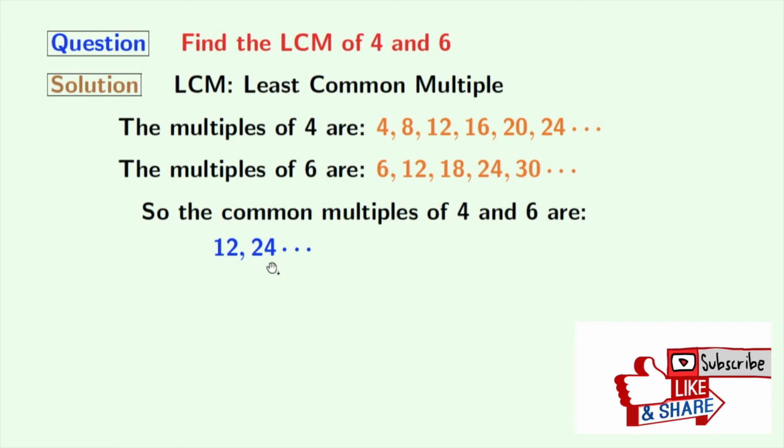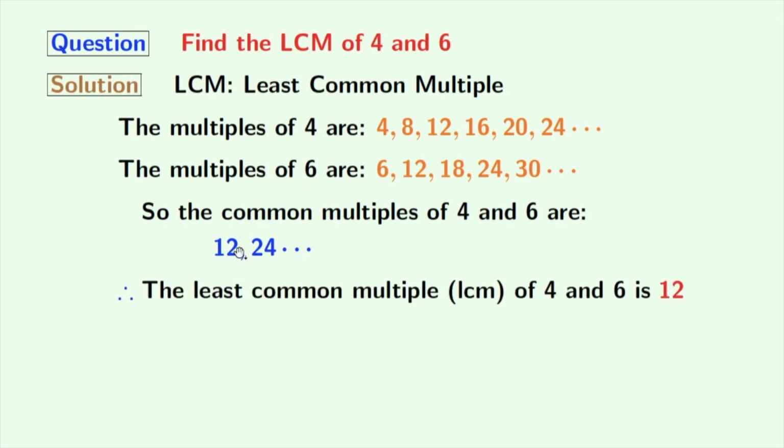Now look at these common multiples. The least one is 12. So the least common multiple of 4 and 6 is 12. In other words, we can say that LCM of 4 and 6 is 12.